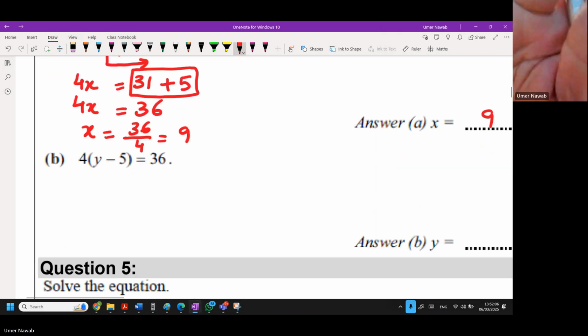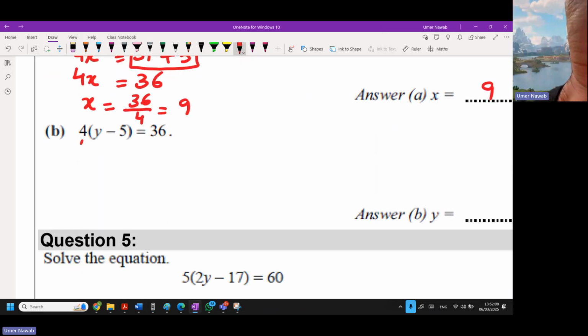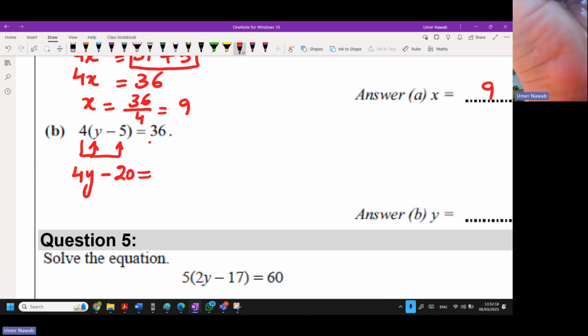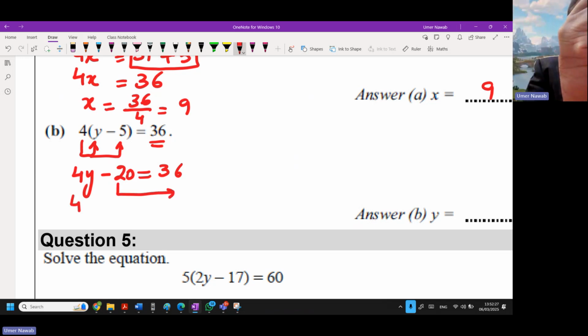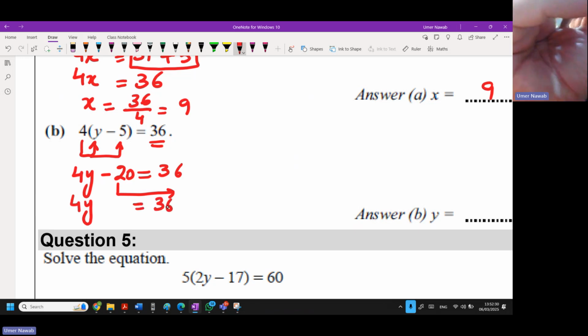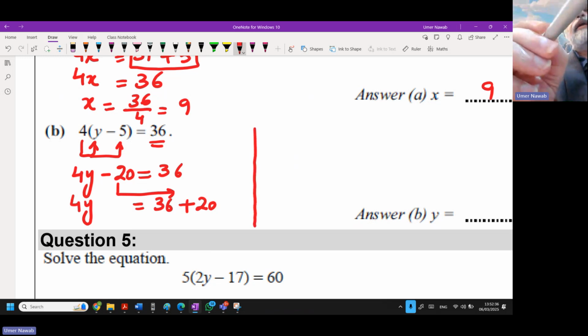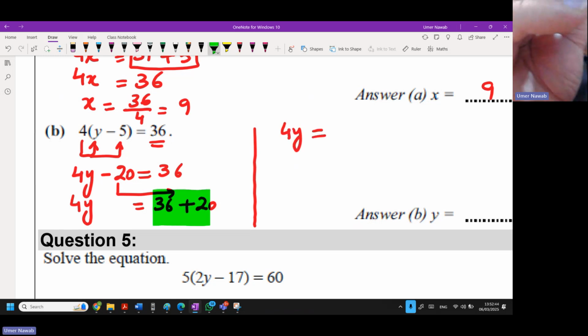Yes, it is correct. Next question, I need to expand the bracket on the left hand side. 4 times y is 4y, 4 times negative 5 is negative 20, and I copied minus 30 is equal 36 as it is. Now, as routine, minus 20 will go to the other side first. So 4y is equal to 36 plus 20. In the exam, I will suggest you to draw this line, and half part of the question you do it on the left and half part on the right. Now 4y, what is 36 plus 20? 36 plus 20 is 56.